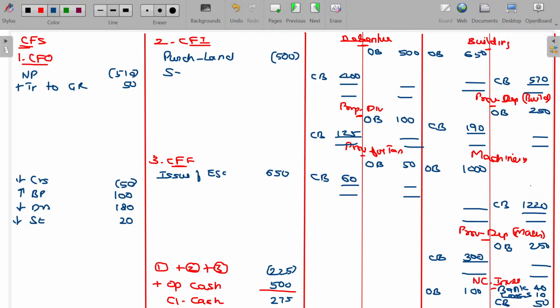So here, sale of non-current investment, 40, and the loss on sale is debited to the P&L account, to be added here. Loss on sale of investment, the value being 10.